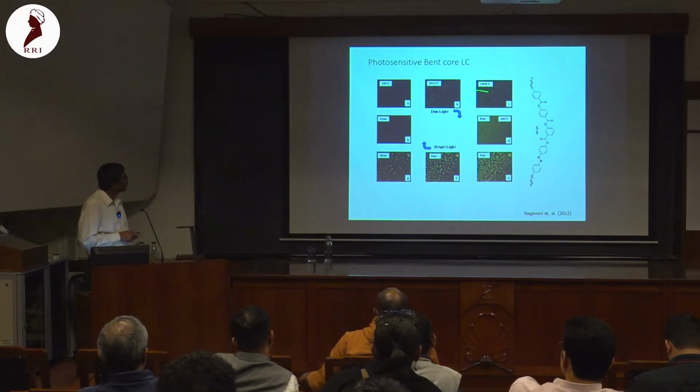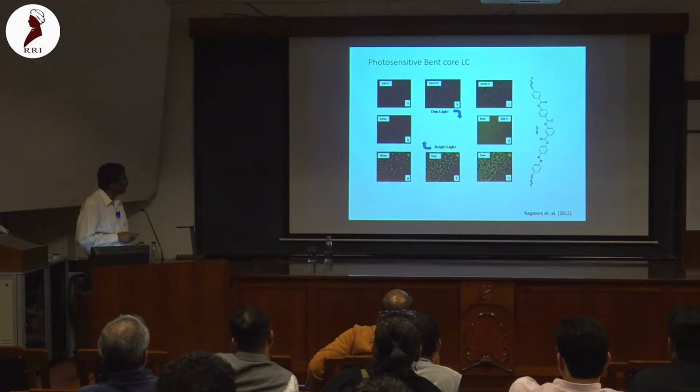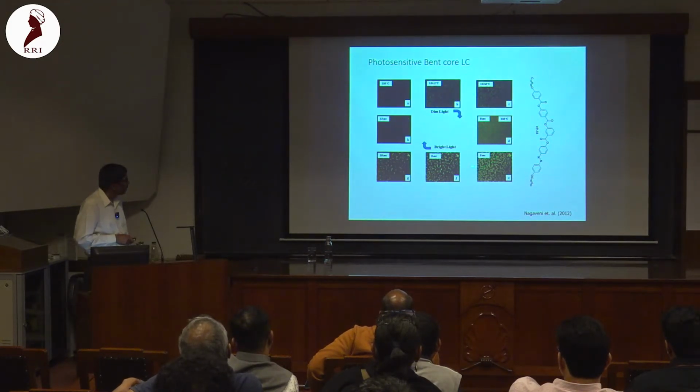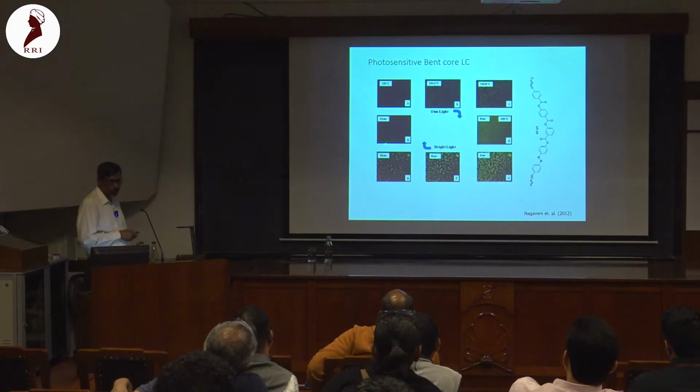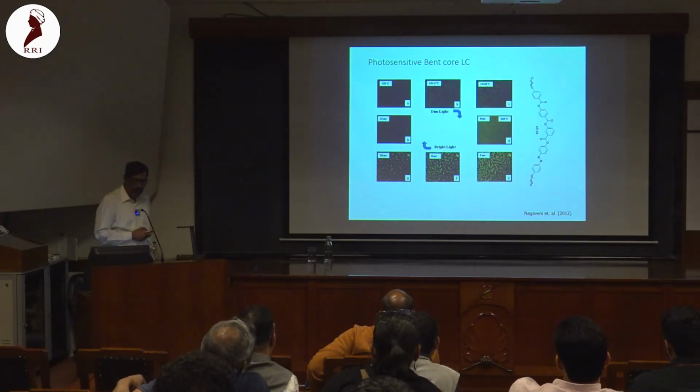Here I show that at 135 degrees it is in the isotropic state. I cool it, and I go to the phase at 130 degrees. Then I start shining the light. And after some time, I see that this phase, which was formed at 133, is slowly turning to isotropic phase. So this is light-induced formation of an isotropic structure.